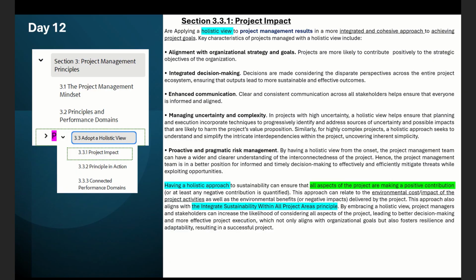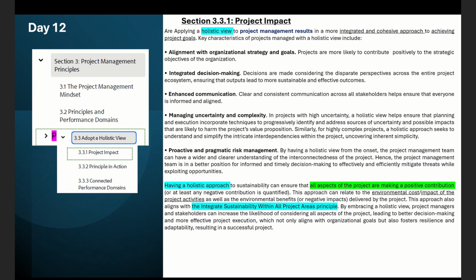you are going to find the project impact when we have a holistic view inside the project. First of all, the key characteristics of project management with a holistic view include alignment with the organization's strategic goals, integrated decision making, clear communication, management of complexity, and proactive and promising risk management. Having a holistic approach can ensure that all aspects of the project make a positive contribution, or at least that any negative contribution is quantified.